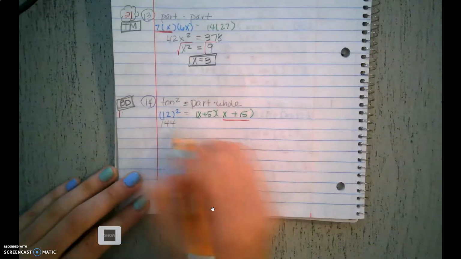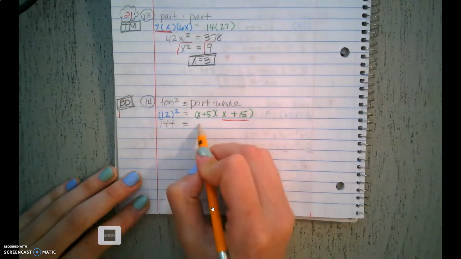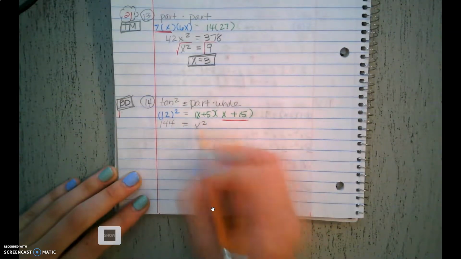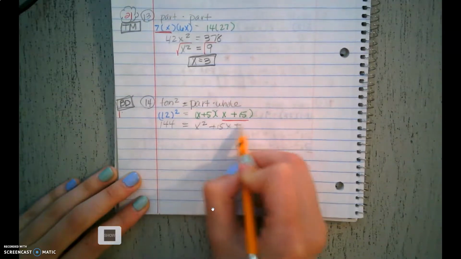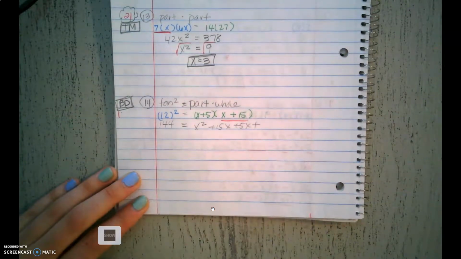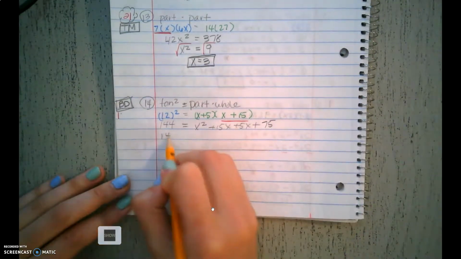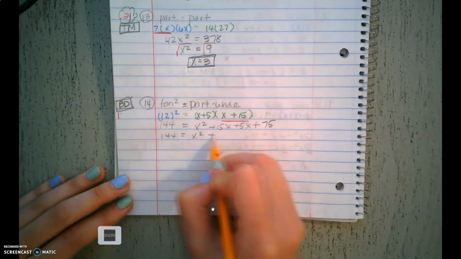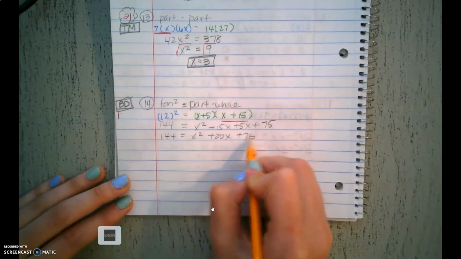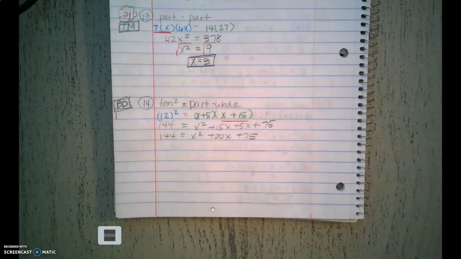The next circle problem here, we have 144 is equal to x squared plus 15x plus 5x plus 15 times 5. So 144 is equal to x squared plus 20x plus 75. Okay, and I'm at the time limit for this first video here, so I'm going to pause and publish. Tune into the second video to finish this problem and to check your answers on volume.